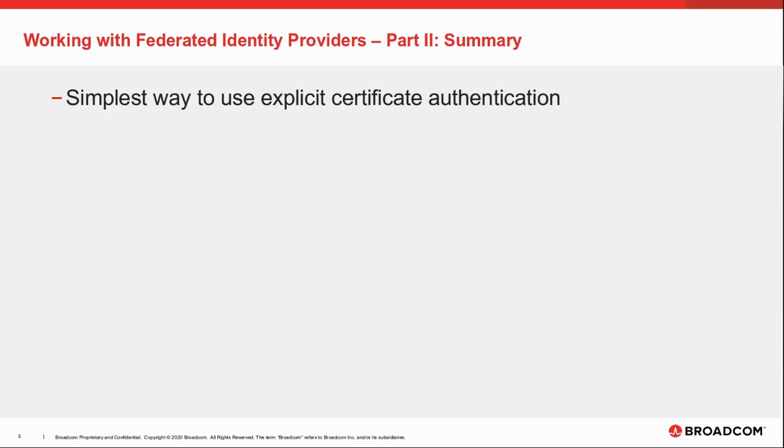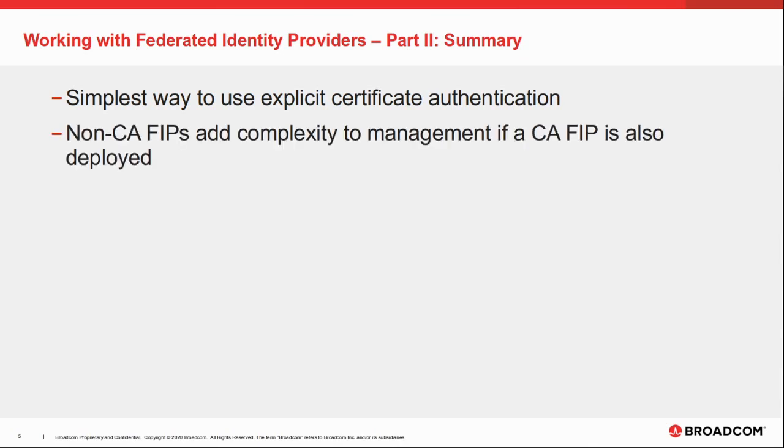So in summary, using federated identity providers without assigning authority is probably the simplest way to do explicit certificate authentication in the API gateway. Non-CA FIPs do add complexity to the management of an API gateway if a CA FIP is also deployed. So it's something to definitely consider if you're planning to go down this path.